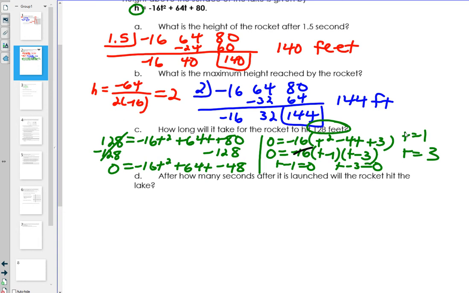The height is at 128, sure. This rocket went up, it hit 128, probably it went up a little bit higher. How high did it end up going? 144. Then it came back down and crossed through 128 again at 3 seconds, and then it finally went back down to the lake. But it just happened to pass by the 128-foot height at the 1 second mark and at the 3 second mark.